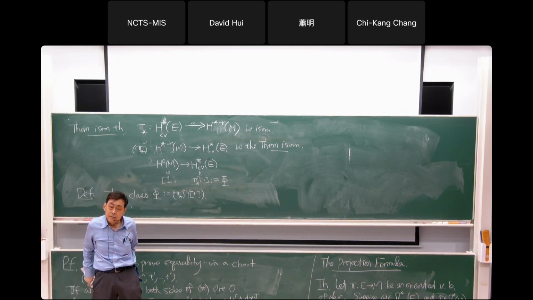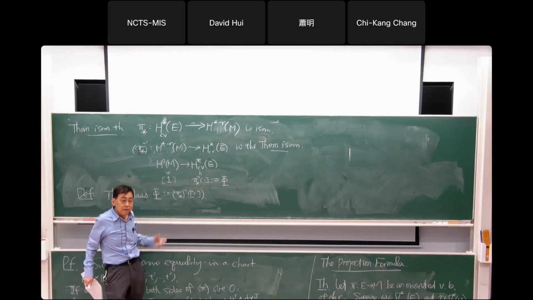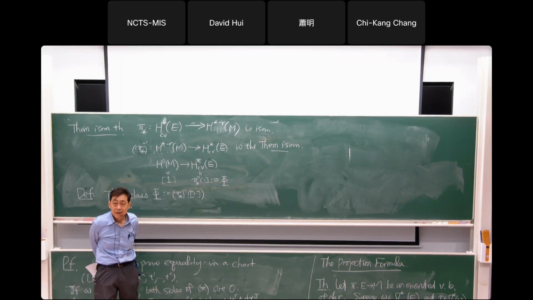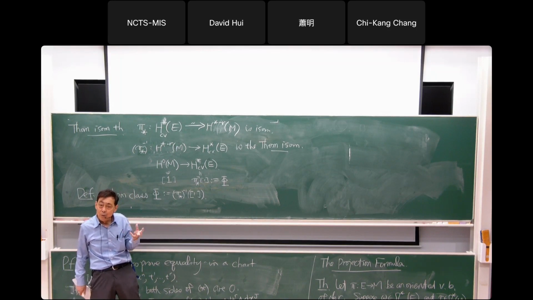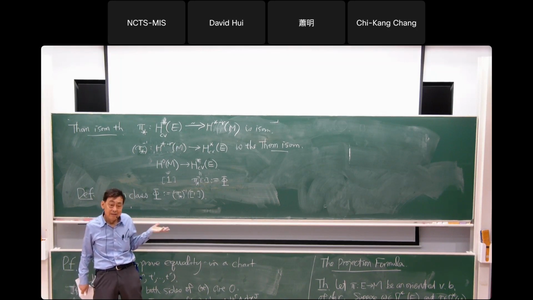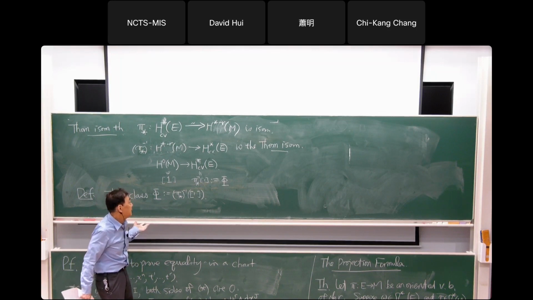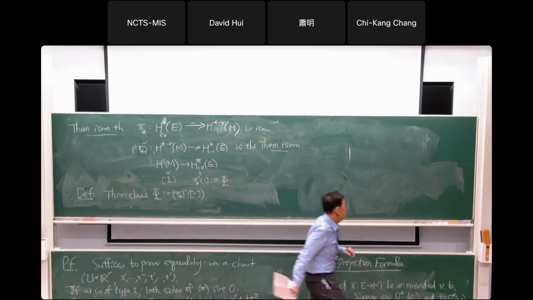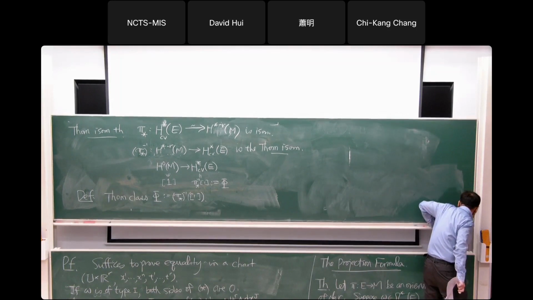So this is an intrinsic class, you know? Whenever you have an oriented vector bundle, then there is this cohomology class called the Thom class. And so it has to be important because it's intrinsic. It doesn't depend on the choice of coordinates or anything. Yeah, so it's an important class.